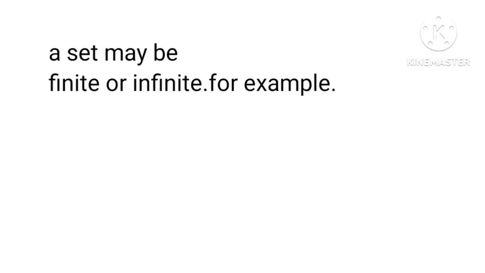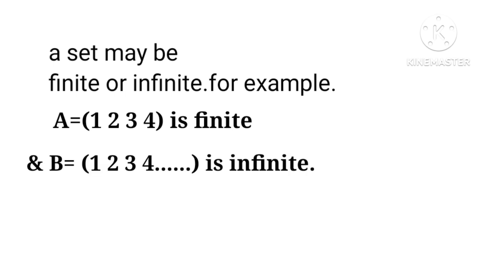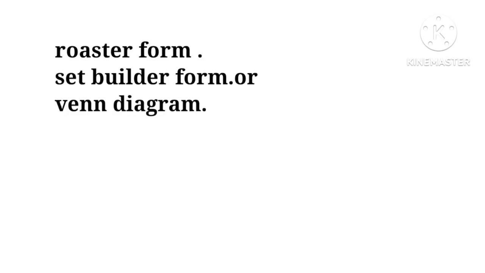A set may be finite or infinite. For example, A equals {1, 2, 3, 4} is finite and B equals {1, 2, 3, 4, ...} is infinite. A set can be expressed in three ways: roster form, set builder form, or Venn diagram.